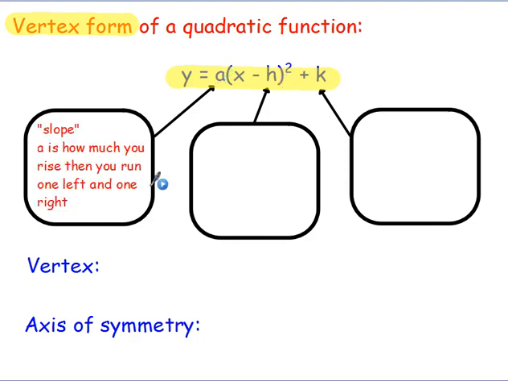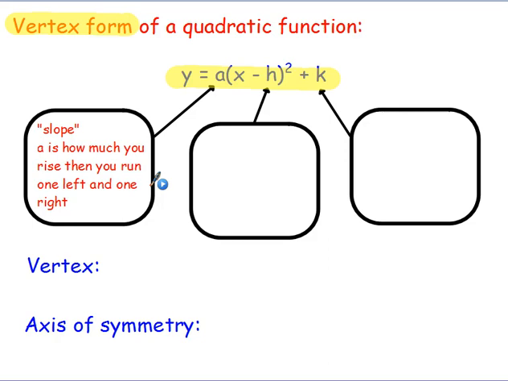A is what we refer to as the slope. Now this is the exact same rule that we learned the previous class. It is how much you rise, and then you will always run one left and one right. Okay, so again, the A, whether it's a whole number or a fraction, is automatically what you go up or down, and you will always go left and right one.